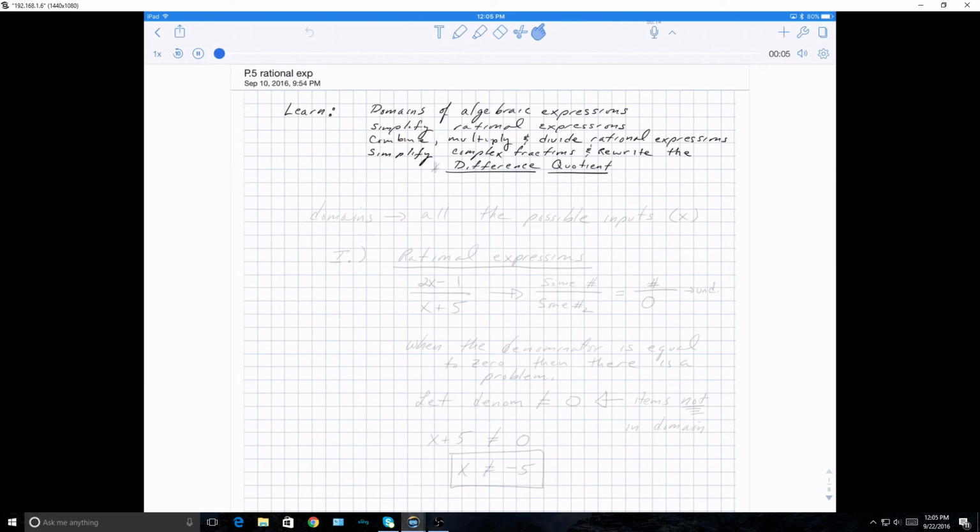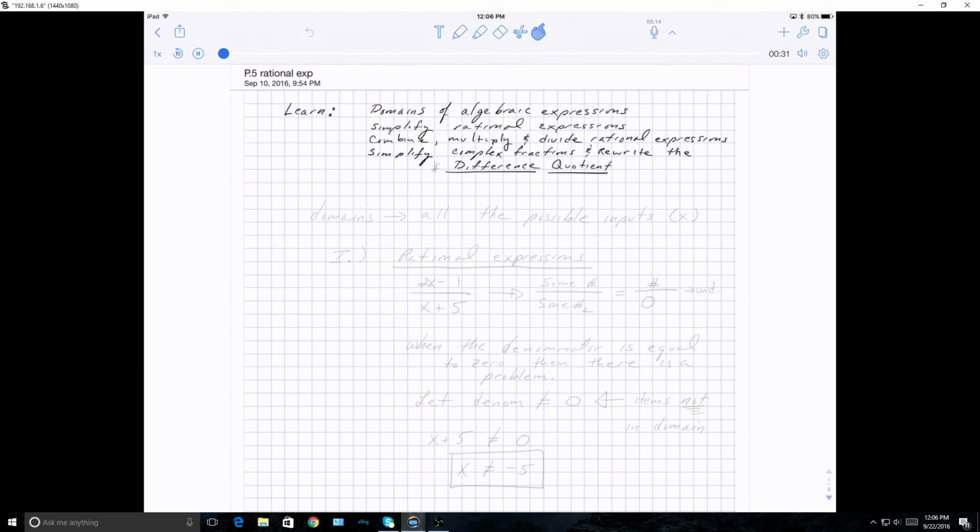So today we're going to be talking about rational expressions. And we're going to have to learn a few things about domains. And we're going to have to do some simplifying of rational expressions. And we're going to do some combinations and do some multiplication and division of rational expressions. We're also going to do some simplifying of complex fractions again. And we're going to rewrite the difference quotient. This is a biggie, biggie.